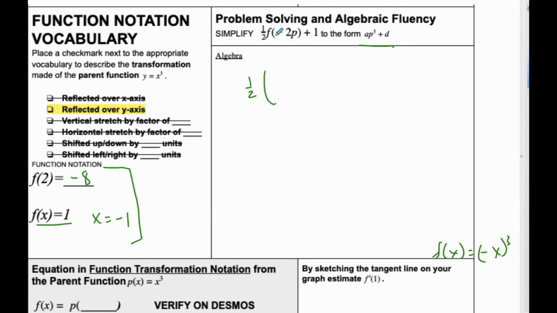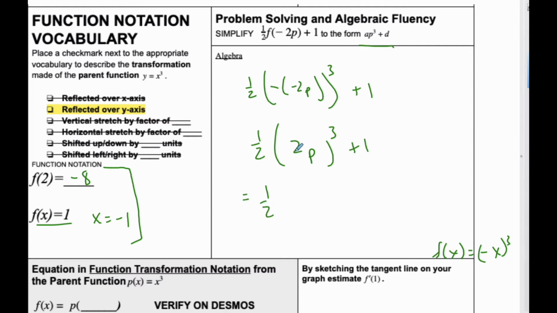And then into f, I'm going to go negative 2p. So into here, here's my negative, and then the negative 2p is in my x value, cubed, plus 1. Now it tells me what form I want, so I have to keep simplifying. So 1/2 inside the parenthesis gives me a positive 2p cubed plus 1 is 1/2.